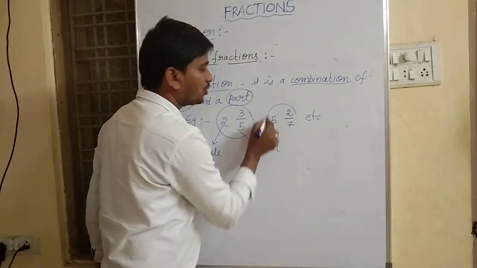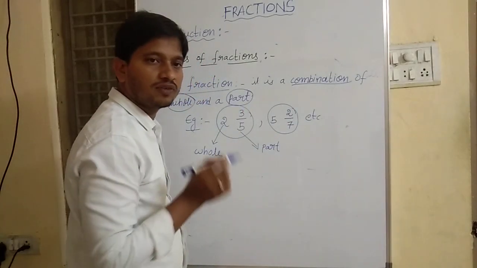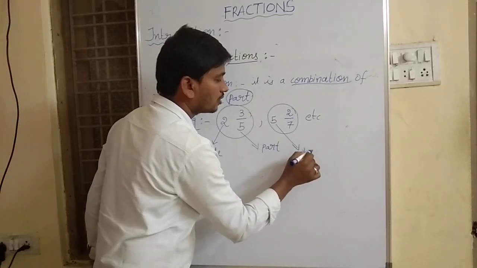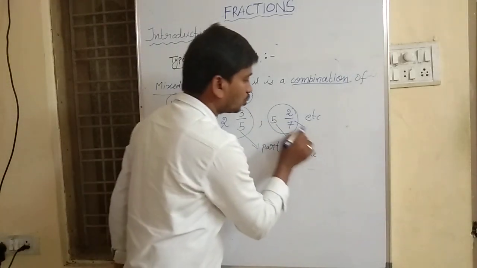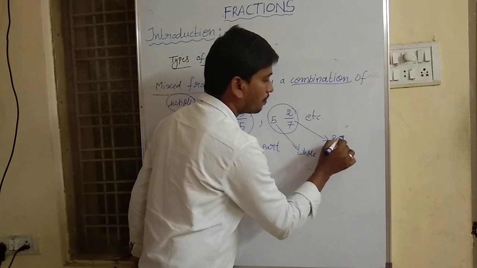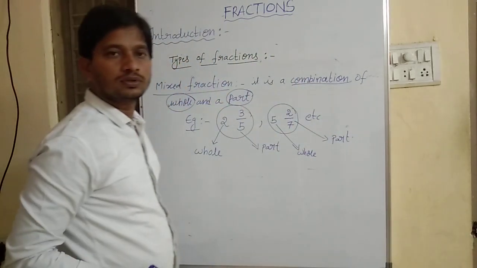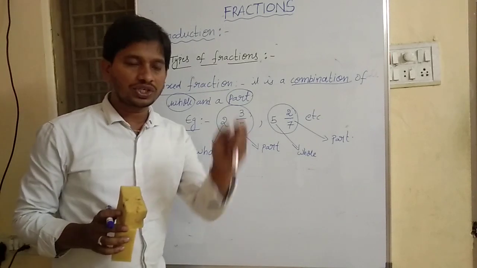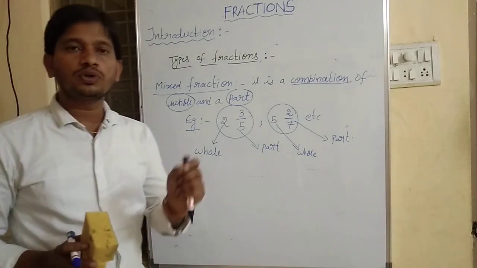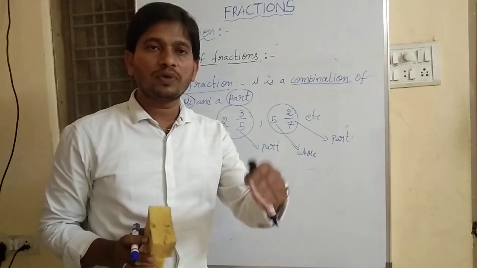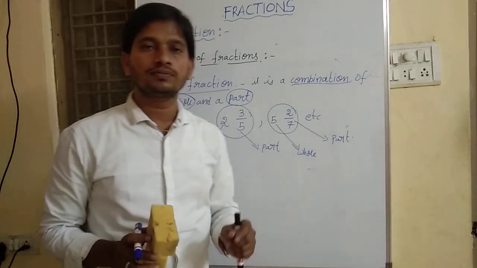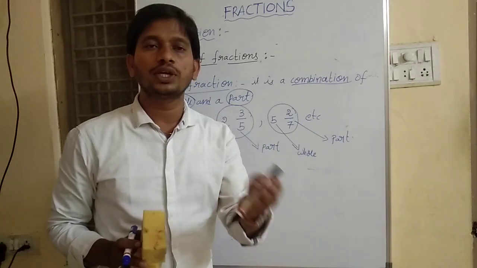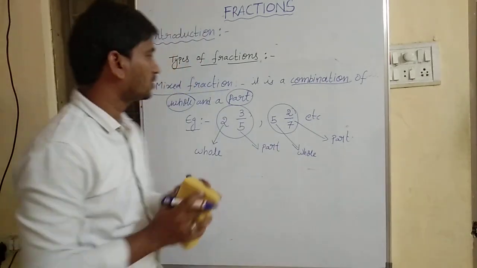Similarly, in 5 2 by 7, 5 is called the whole and 2 by 7 is a part. So this is about mixed fraction. Now the question is how to convert improper fractions into mixed fractions and how to convert mixed fractions into improper fractions, right?